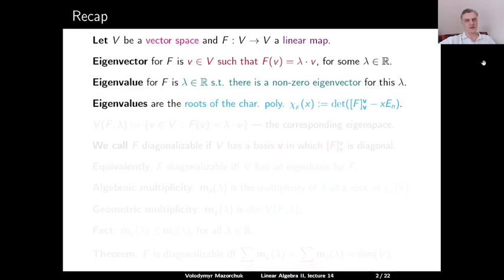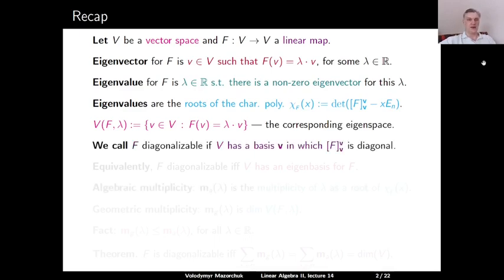determinant of the following matrix. We choose any basis bold V in V, we take the matrix of F in this basis bold V, and we subtract x times the identity matrix. So we get a square matrix and we take the determinant. This determinant is a polynomial in x of degree the dimension of our space. And the eigenvalues are exactly the roots of this polynomial. For each eigenvalue lambda, we have the corresponding eigenspace denoted V of F comma lambda, which consists of all eigenvectors in V with the eigenvalue lambda.